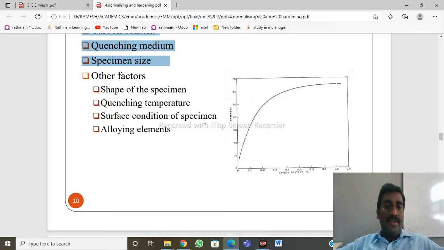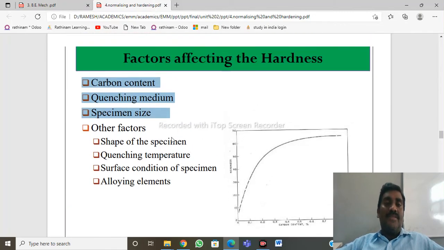And the surface conditions of the specimen. The specimen surface condition is also one of the important parameters. Then the alloying elements, like manganese, sulfur, and phosphorus. These other elements are also present in the steel, and they can also have some effect on hardness.